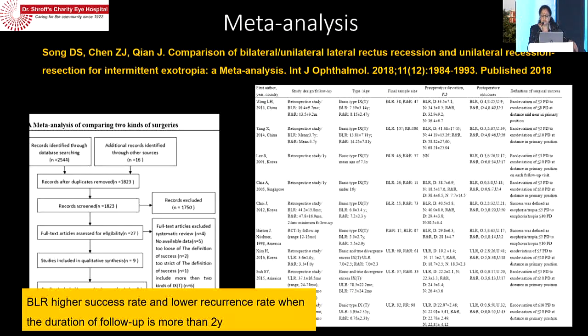A meta-analysis study looked at what happened when we did a bilateral lateral rectus recession or a unilateral recess-resect. There was a higher success rate with the bilateral lateral rectus recession and a lower recurrence rate when the duration of follow-up is more than 2 years.